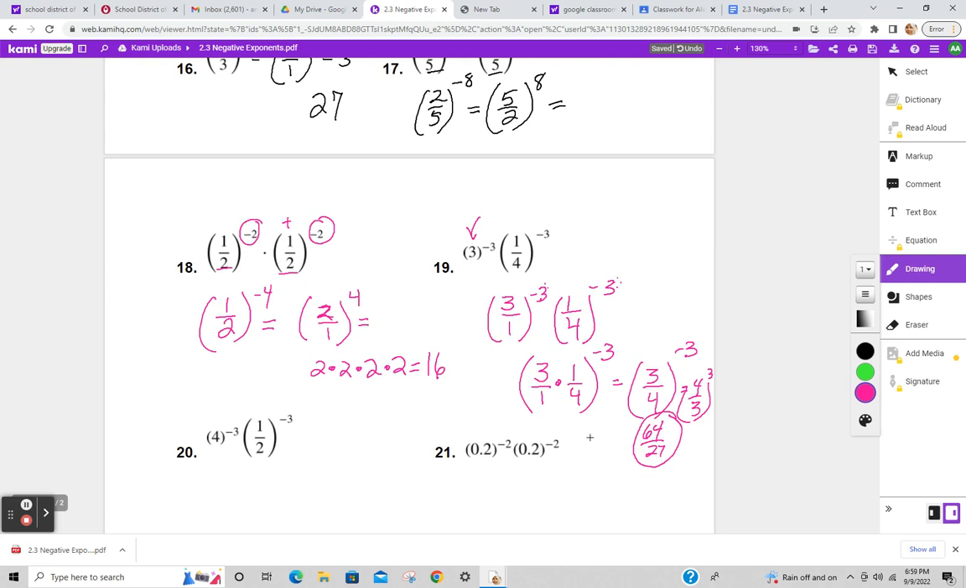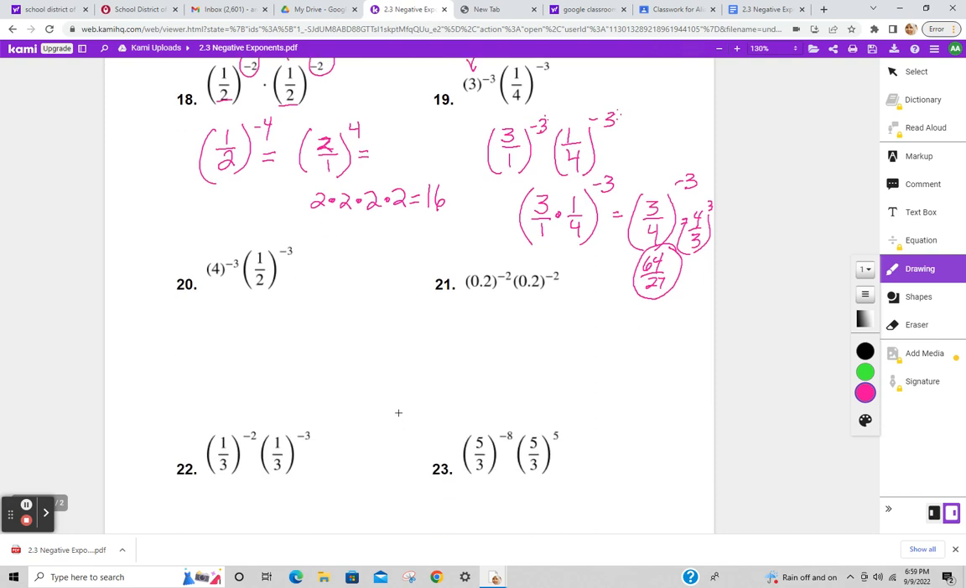All right, 20 is like 19. So let's convert that so it's a fraction. And then we have 1/2 raised to the -3rd power. Do you recognize they have the same power? So then you can multiply the bases. You'll have 4/1 times 1/2. Okay, all that will be multiplied and raised to the -3rd power.